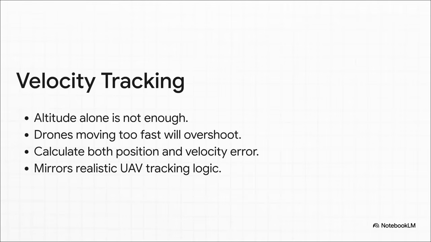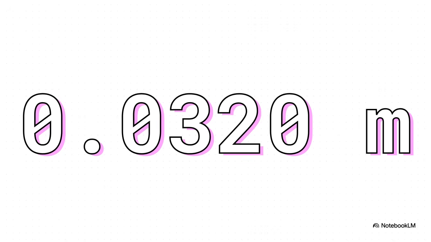But here's the thing. A drone's altitude doesn't tell the whole story. Think about it. It might be at the exact correct height, but if it's rocketing upward way too fast, it is absolutely going to overshoot in the next split second. That's why we have to give the drone an awareness of its vertical speed. Now it calculates both position error and velocity error, so it knows not just where it is, but exactly how fast it's getting there.